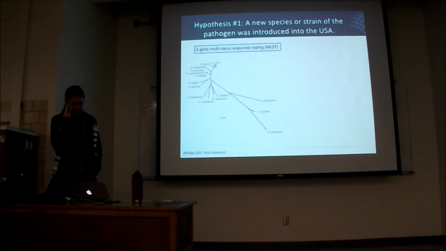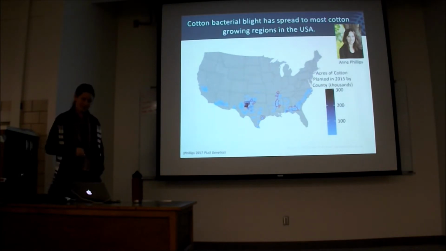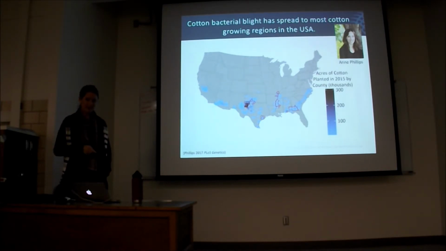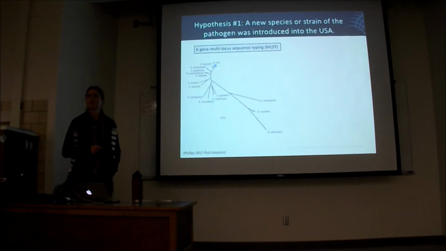Okay, so my graduate student, let me just acknowledge her quickly. This is Ann Phillips. She's a graduate student in my lab, my very first graduate student ever. And she really was intrigued by this and has spent the last several years trying to figure out what's going on. So she had a number of hypotheses when we first started this project.